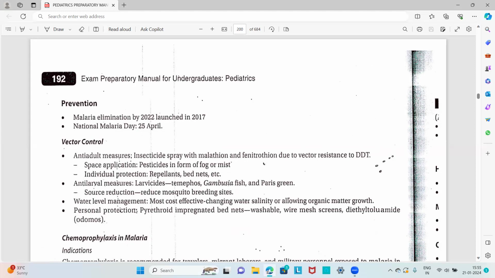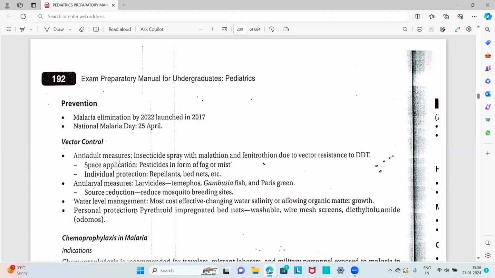So by the anti-adult measure, that is insecticide spray with the malathion and phenitrathione due to the vector resistance to DDT. And also space application, that is pesticides in the form of fog or mist, individual protection by the use of repellents and bed nets, etc. We have to control the vector.